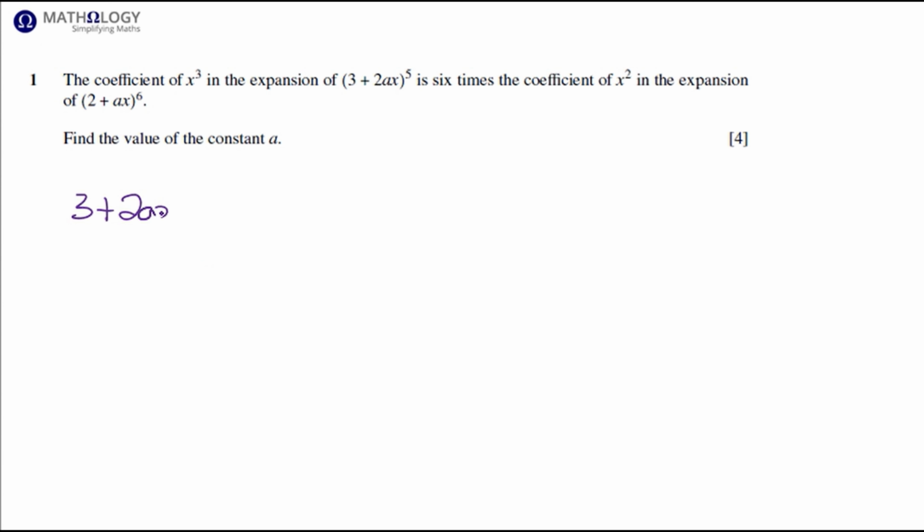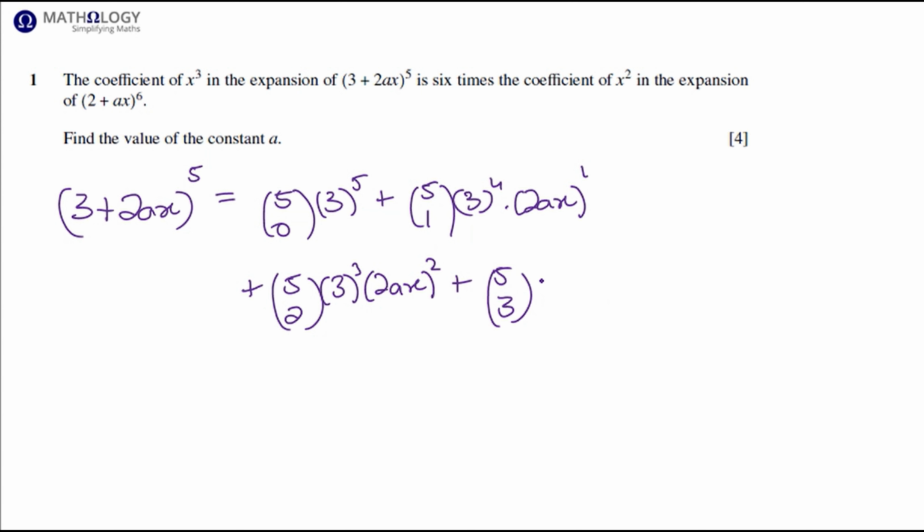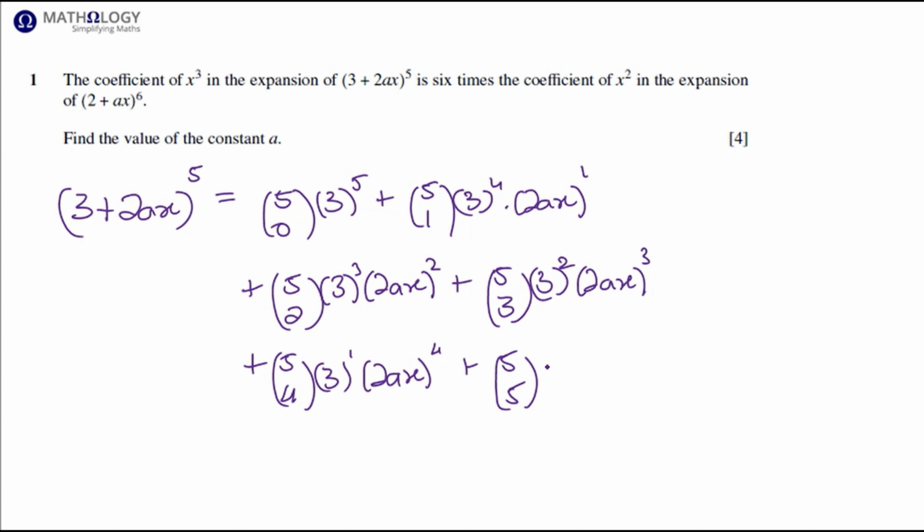So with the first binomial, we will have 5 choose 0, 3 to the power of 5, plus 5 choose 1, 3 to the power of 4, times 2ax, and we'll just put that to the power of 1, plus 5 choose 2, 3 to the power of 3, times (2ax) squared, plus 5 choose 3, 3 squared, times (2ax) to the power of 3, plus 5 choose 4, 3 to the power of 1, times (2ax) to the power of 4, plus 5 choose 5, times (2ax) to the power of 5.